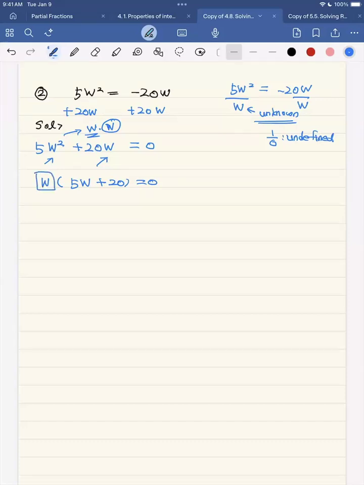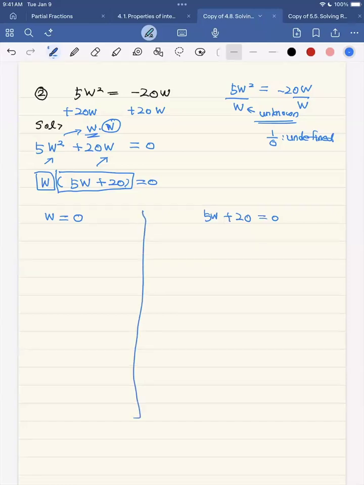By applying the zero product rule, we understand the situation is W is multiplied by another number, 5W plus 20. So we can say that W equals 0 or 5W plus 20 equals 0.